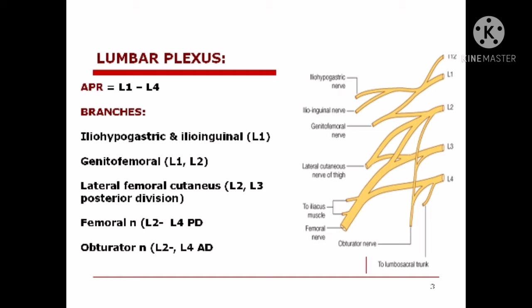Then the genitofemoral nerve, it is arising from L1 and L2. The lateral femoral cutaneous nerve or the lateral cutaneous nerve of the thigh, it is arising from the L2 and L3, but from the posterior division, because these rami go onward and divide into posterior and anterior divisions, like the brachial plexus, if you remember. The femoral nerve, it arises from L2, L3 and L4 posterior division. The obturator nerve, it arises from L2, L3 and L4, but the anterior division.